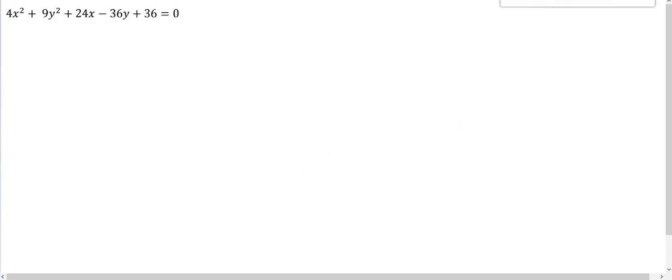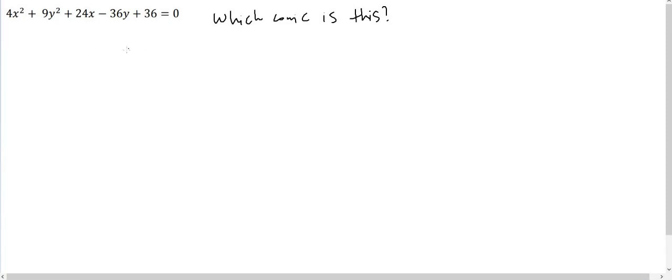Okay, let's say we were given this equation and we were asked to identify which conic section this equation models. So which conic is this? Now, at first glance, it's not really obvious because it's not in the form of a parabola, it's not in the form of a circle, and it doesn't even have a fraction in it, so it doesn't look like it can be a hyperbola or an ellipse.